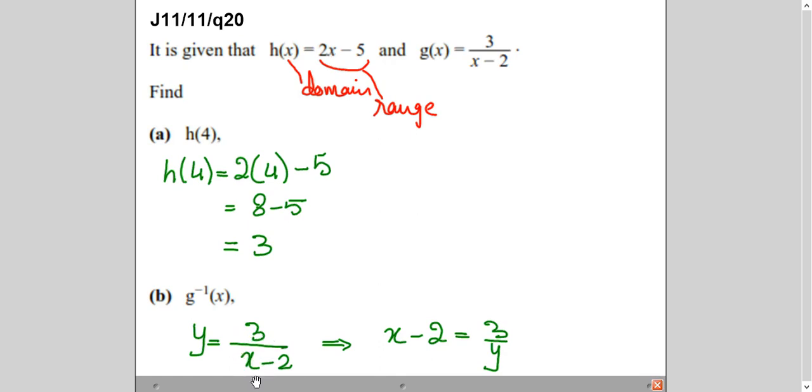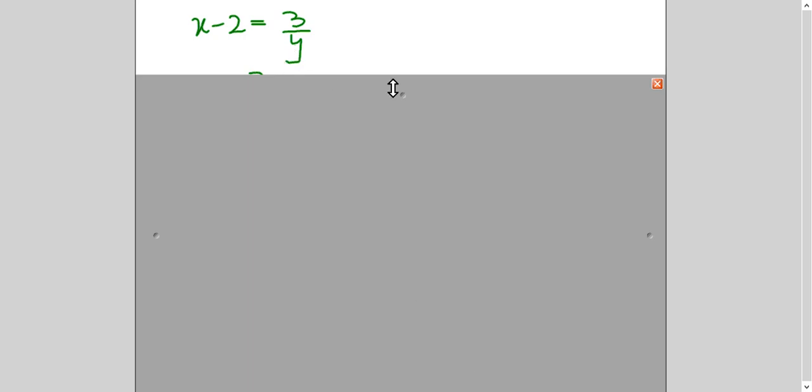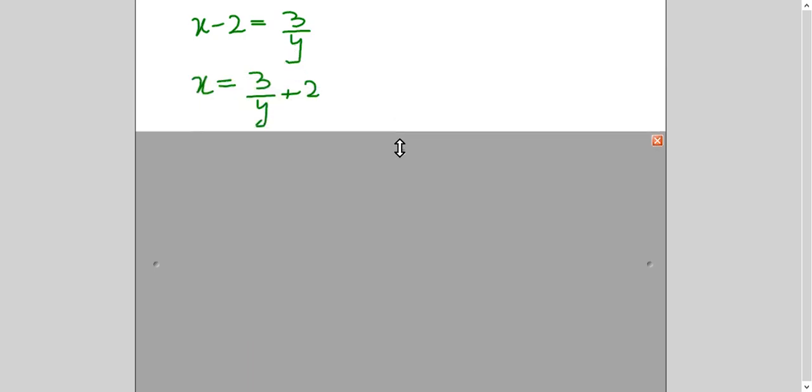So what I'm doing is cross multiplying. X minus 2 will go here, y will come here. And you must know the logic of how this happens. I have to make x the subject, so I will take the minus 2 to the other side. Now when I take 2 to the other side, it will become plus 2.